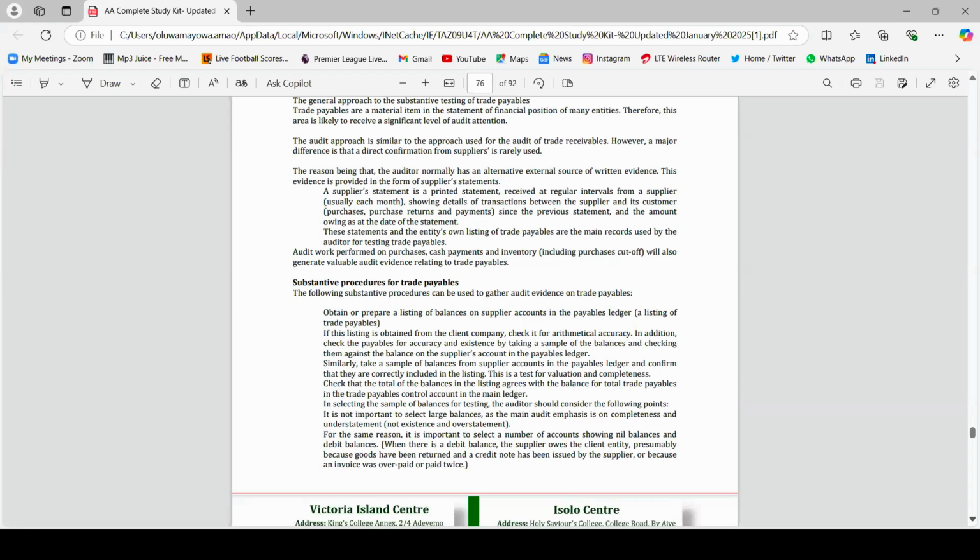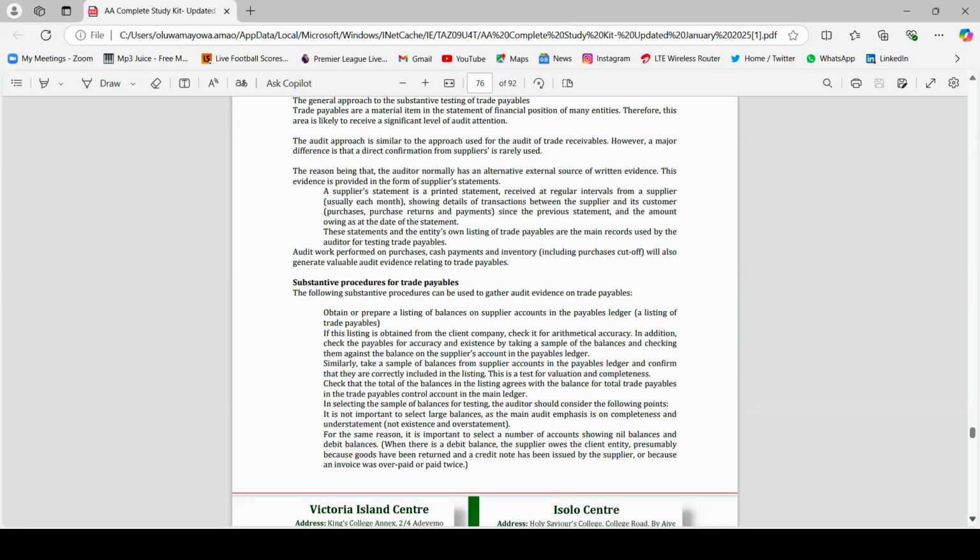Now you can do random sampling, take some samples from it, then confirm from the suppliers themselves that they supply every month. How often do you supply? How often were you paid? That way, you can check that there is completeness and the valuation is correct.